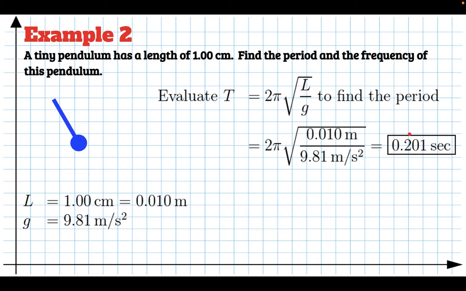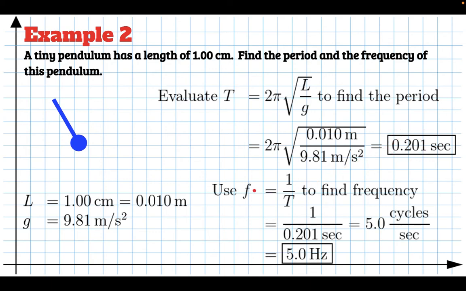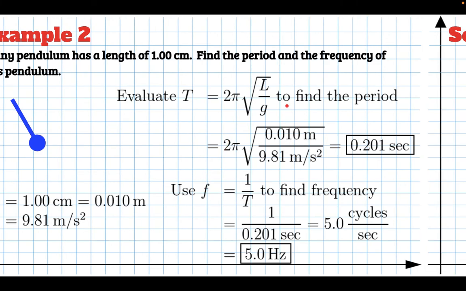Once we know the period, the frequency is 1 over the period. So if you take 1 divided by 0.201, you get 5. So the frequency of this pendulum is 5 hertz. That means it makes 5 complete swings every second. All right? So that's the idea. Sometimes we give you the frequency, and you'll need to find the period. You can't solve this equation without the period. So if we tell you the frequency, take 1 over the frequency to find the period.